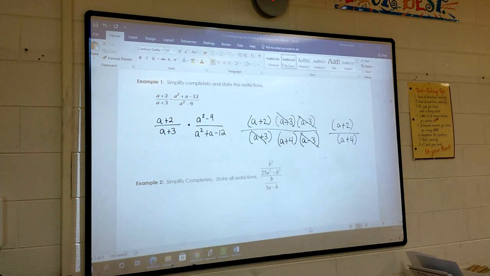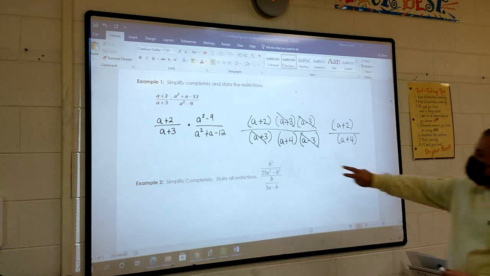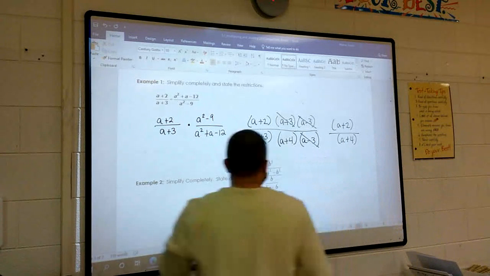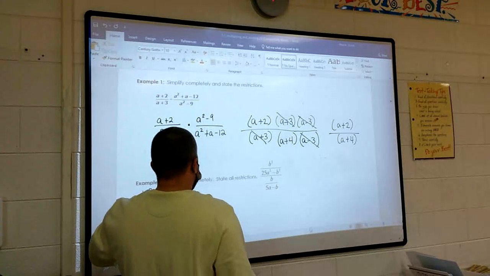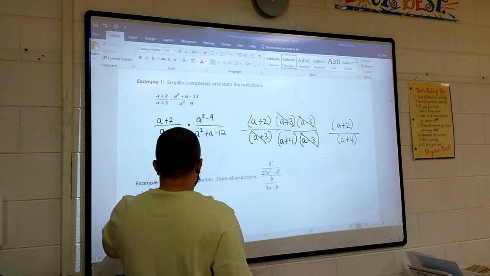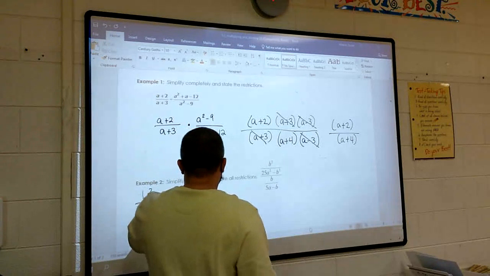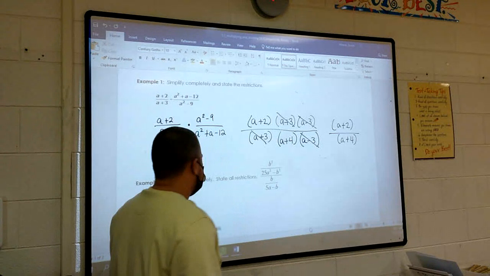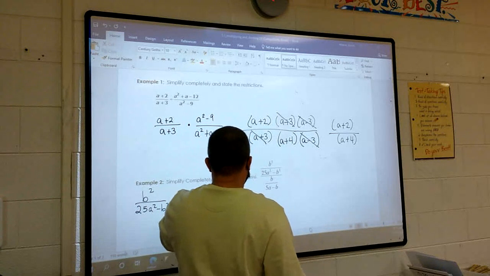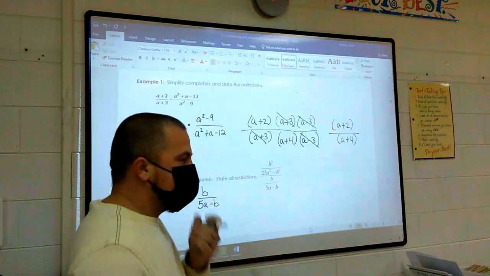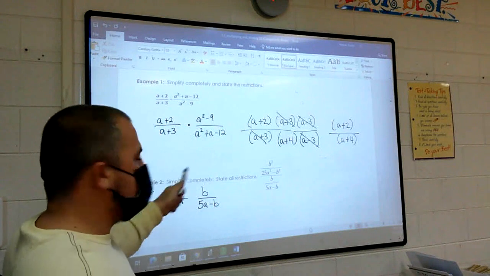Now in example 2, why does it look different? Well, here's the case in example 2. I'm going to try to explain what it looks like. B squared is just written differently. B squared over 25a squared minus b squared, divided by b over 5a minus b. That's what that problem is saying right there: that fraction divided by the other fraction.